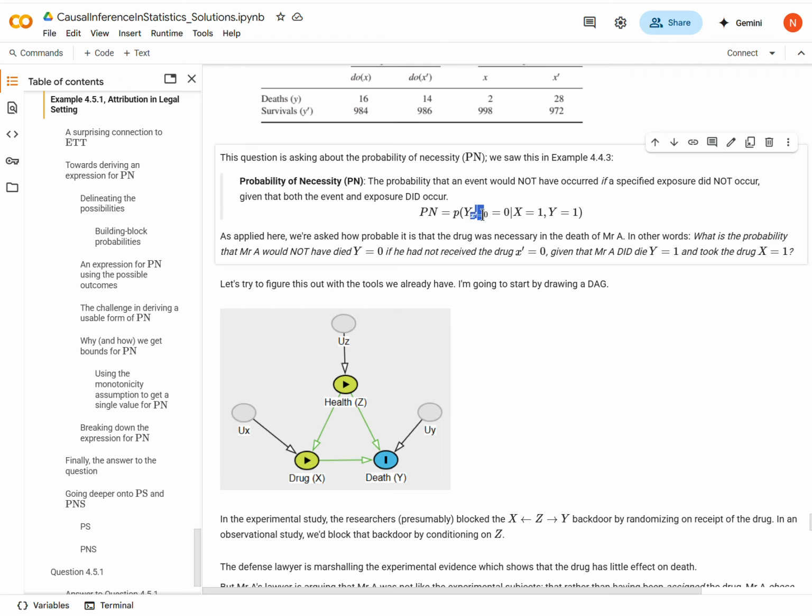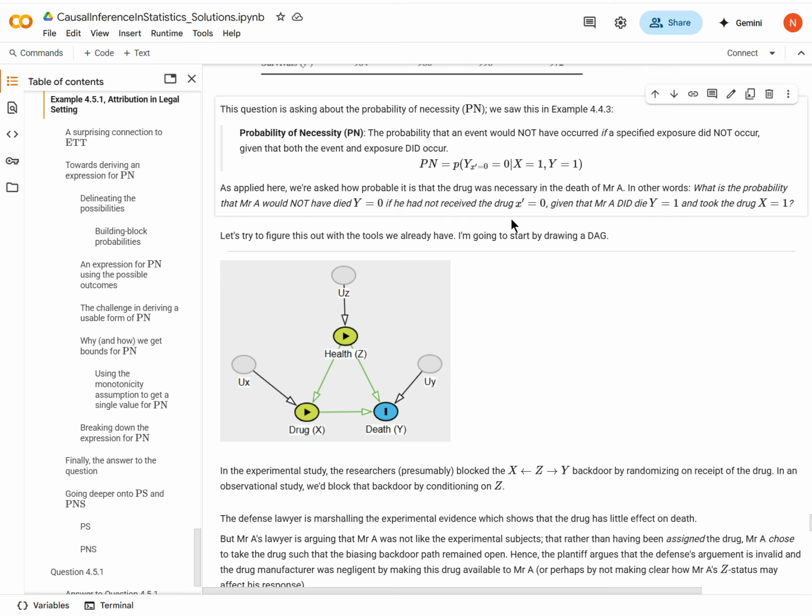Now I see that I am transposing the X and X prime. I apologize for the confusion here. X prime just represents any hypothetical intervention, and so I'm signifying the counterfactual case by putting a prime on there and then saying what it equals here. I hope that's not too confusing. Let me start over. It's the probability that Mr. A does not die given the counterfactual intervention where he does not take the drug, given that we actually observed that he took the drug and did in fact die. That's what we're trying to estimate here. All right.